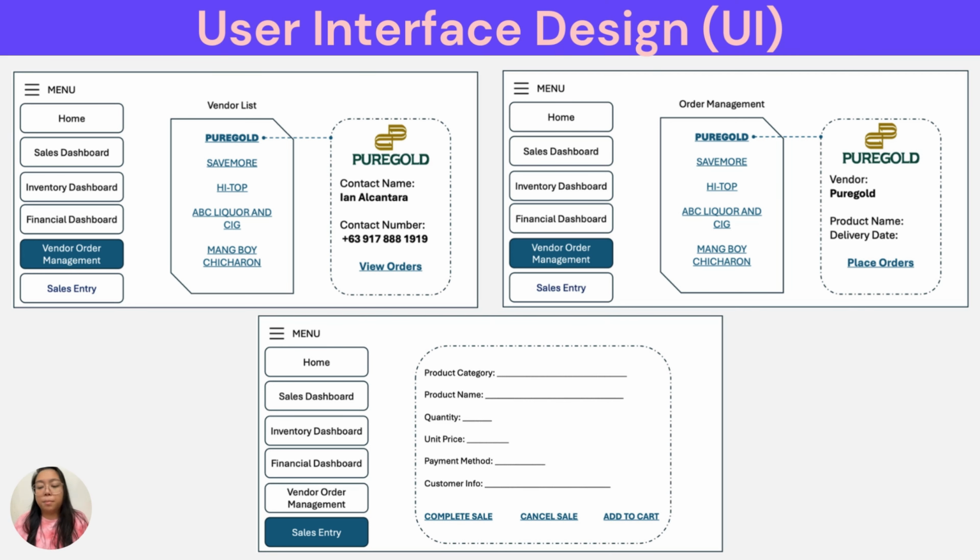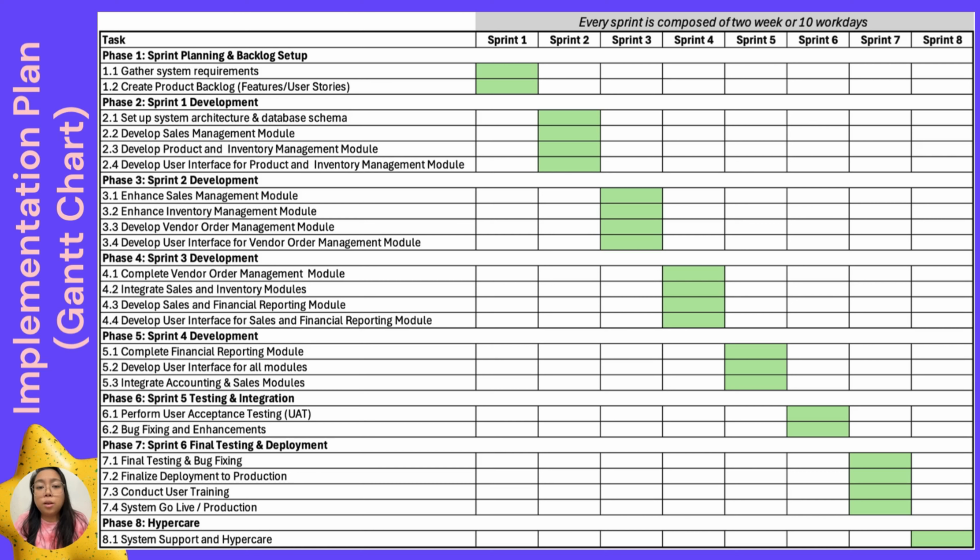Okay. For the implementation plan, this is my Gantt chart. So I initially estimated it to be an 8 sprint plan, from inception up to the hypercare phase or support. Each sprint will comprise a 2 week span or 10 working days. Sprint 0 will be the sprint planning and backlog setup. This is where we gather the requirements and create the product backlog.